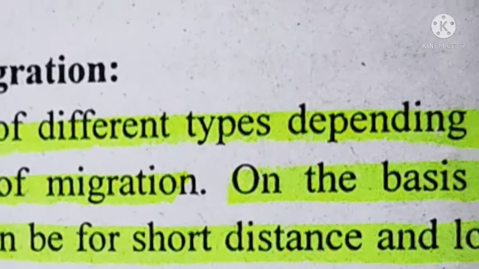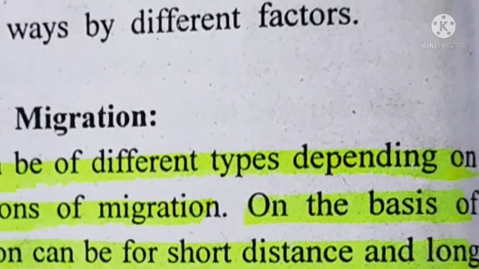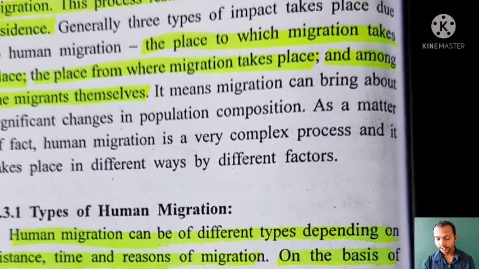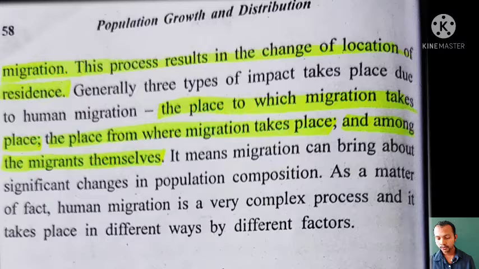And the impacts when people are migrating from one place to another. Which places are having impacts? The place to which migration takes place. Okay, in general there are 3 types of impact.